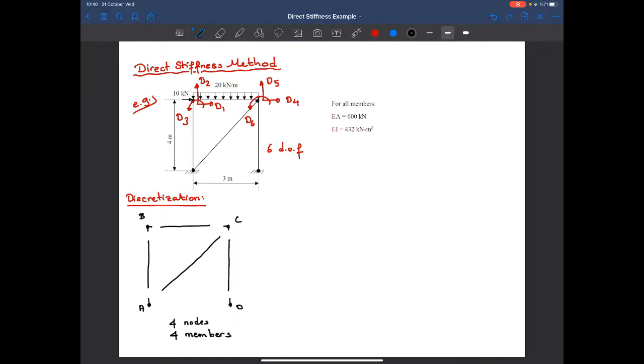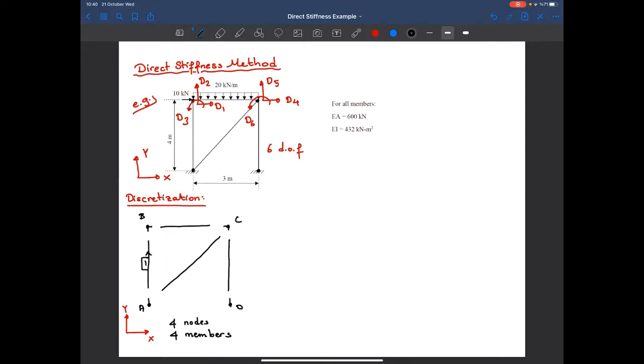Okay, now let's determine the members. So I will define my global axis as follows. This is global Y, this is X and Y, and I'll just show it in here. Remember that I assigned the structural degrees of freedom by using the global degrees of freedom. Okay, so this is my first member. I'm defining it from bottom to top, so I show an arrow like that.